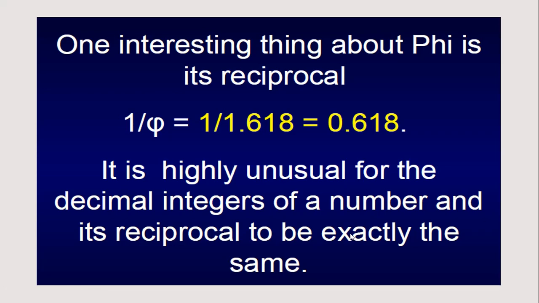One interesting thing about phi is its reciprocal. So take note of this, that 1 over phi is equivalent to 1 over 1.618, or that is equivalent to 0.618 and so on. So it's highly unusual for the decimal digits of a number and its reciprocal to be exactly the same.